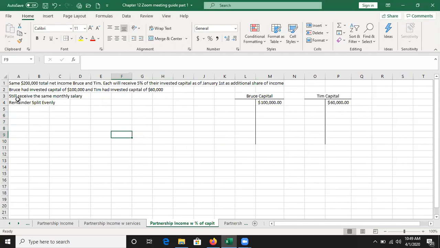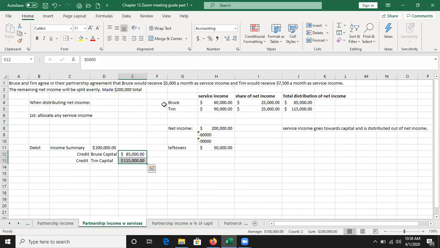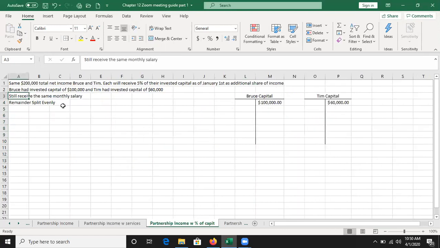Okay? Now, keep reading. It says they will still receive the same monthly salary. So that means they're still going to receive, Bruce will receive the $5,000 a month service income. That's his monthly salary. Tim will still receive the $7,500 a month as service income. So they are both still receiving that, and then the remainder of the net income is split evenly. So the percentage of capital comes out of net income, and the monthly salary comes out of net income. Okay.